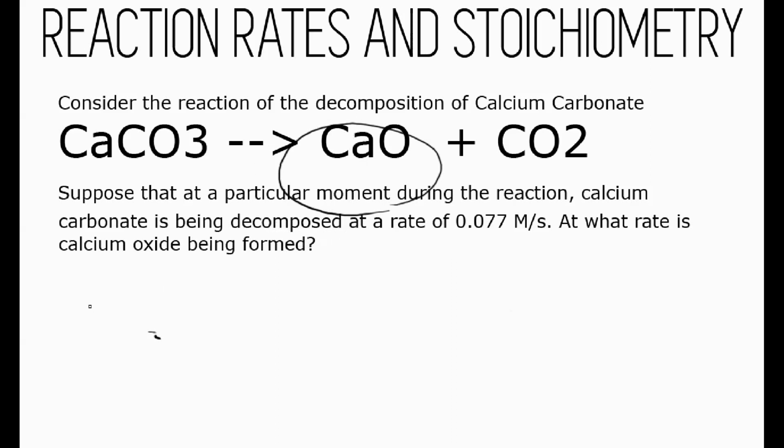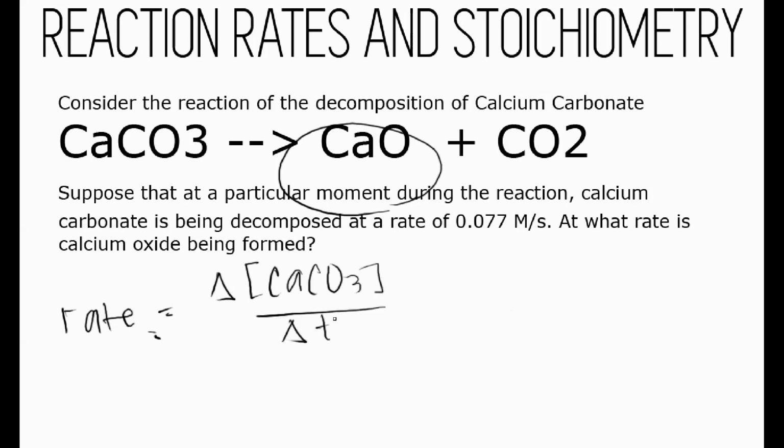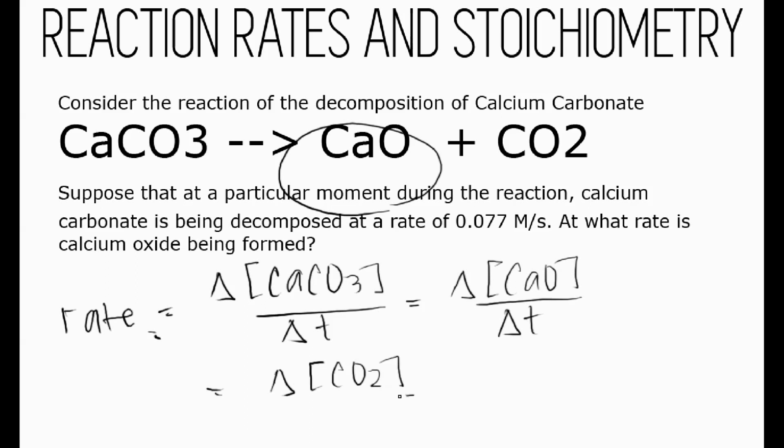Now let's first write the rate expression for this chemical reaction. With that, we have rate is equal to the negative of the change in the molarity of calcium carbonate over change in time, equal to the change in the concentration of calcium oxide over change in time, which is actually equal to the change in the concentration of carbon dioxide over change in time.